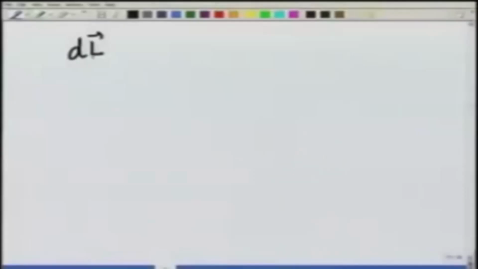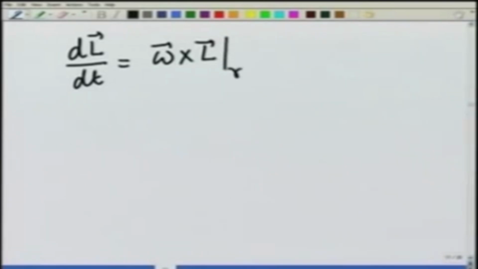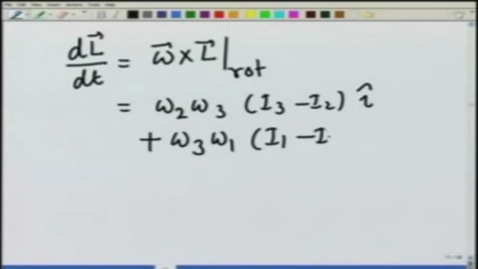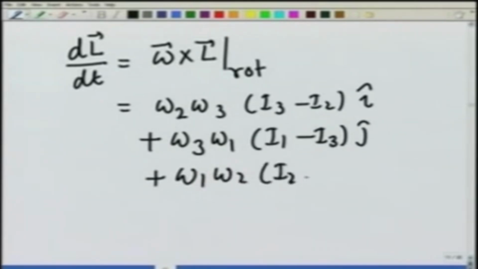So, what we notice is that in general, only because of the rotation, because L is rotating about omega, this comes out to be omega 2 omega 3 (I3 minus I2) along the principal axis x, plus omega 3 omega 1 (I1 minus I3) j, plus omega 1 omega 2 (I2 minus I1) k, at any given instant.